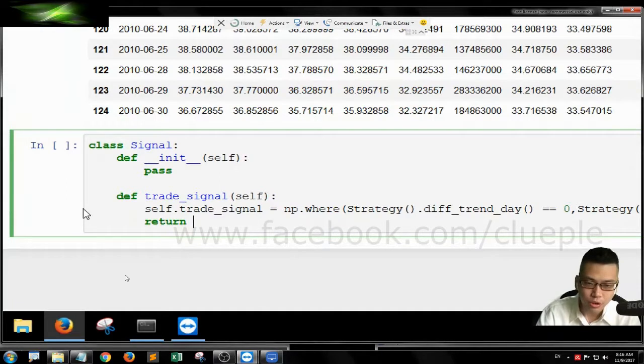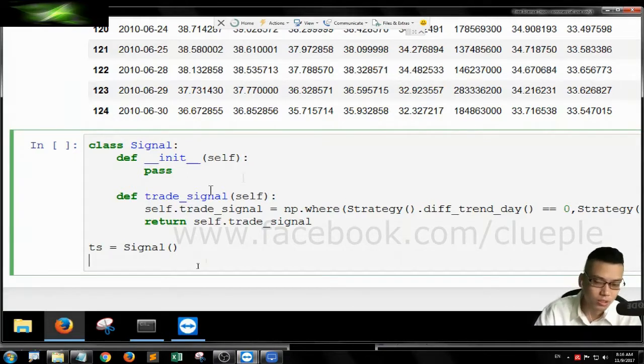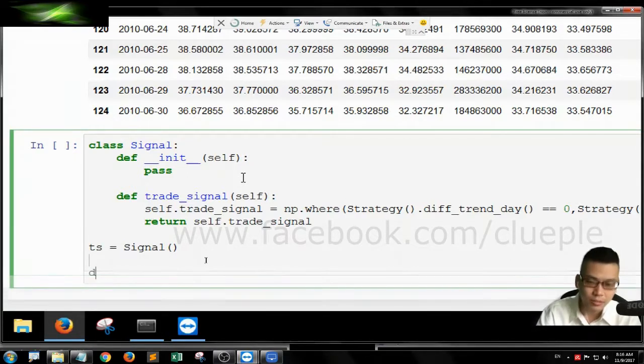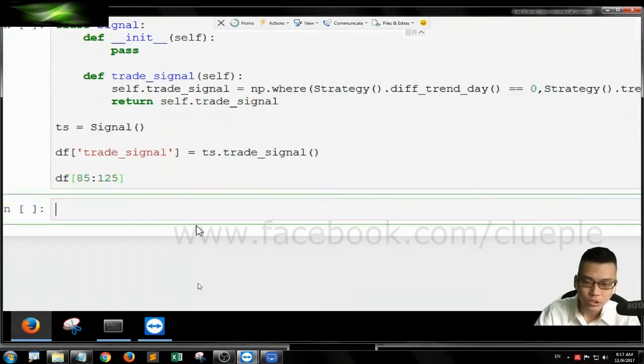Let's go back and return self.trace signal. I just give it a name, ts equals signal class, so that I don't need to type signal bracket again and again. Okay, so let's create a new column to see if we get it right. So trace signal equals ts, which is the abbreviation of signal class, dot trace signal method. I just print the 85 to 125. Let's print that out. Shift enter.